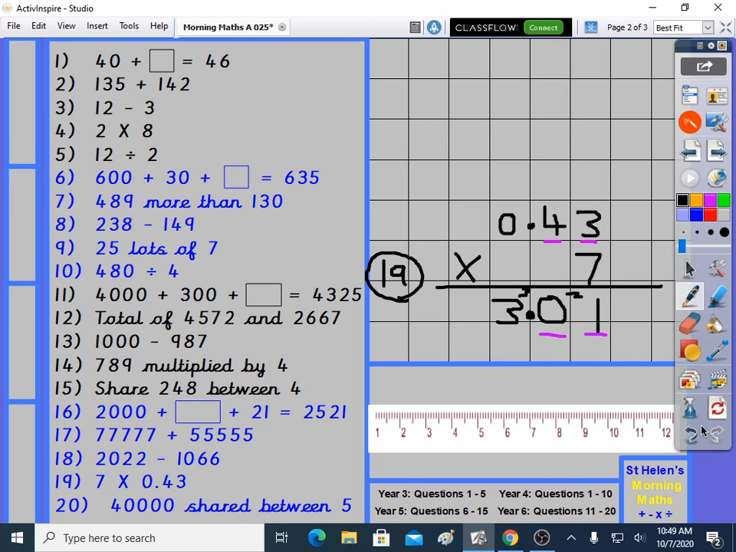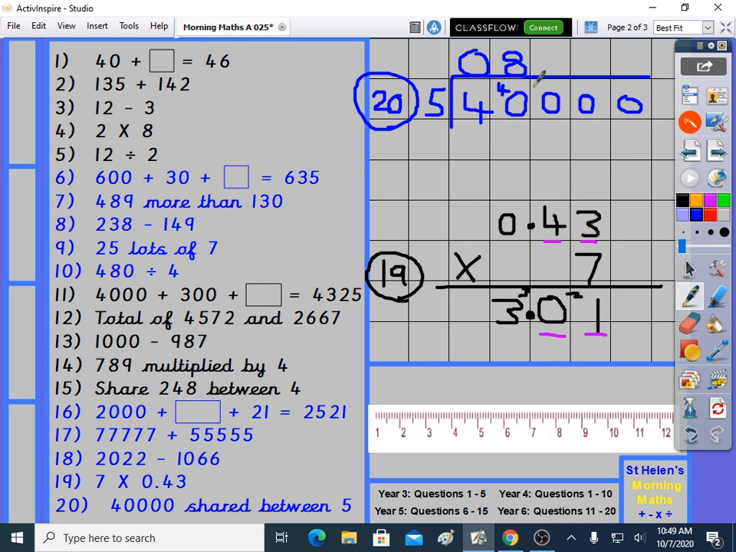Happy with that? And question 20, I can fit up the top because it's actually a simple bus stop. Quite a big number, but it is a simple bus stop because all these zeros on it make it simple. How many 5s in 4 is 0, carry the 4. How many 5s in 48? The answer is not 8 though, you need these zeros because the answer is 8,000. 40,000 shared between 5 is 8,000.